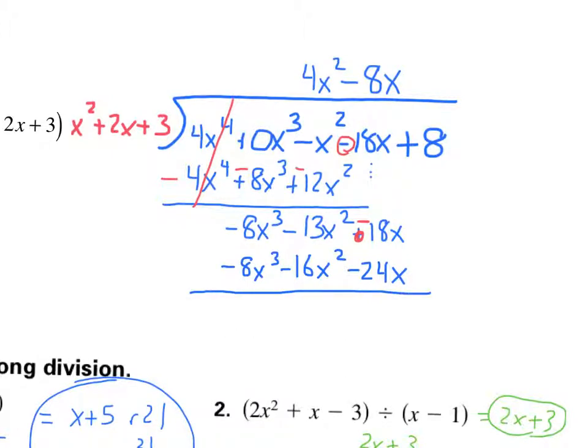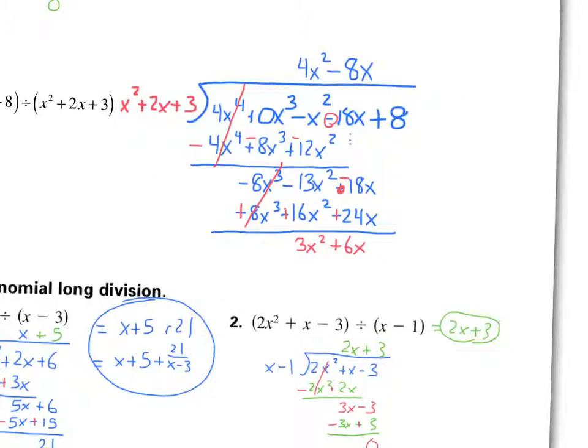Draw my line and oppositify everything. My cubic drops out. I bring down a 3x squared, and I bring down a 6x. So now I bring down this positive 8 to here, and I ask myself the same question. How do I get to a 3x squared from here? It's just simply 3. Now distribute: 3x squared plus 6x plus 9.